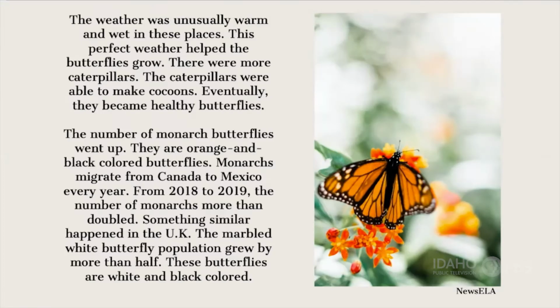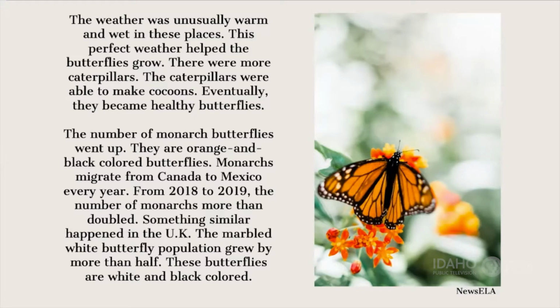The weather was unusually warm and wet in these places. This perfect weather helped the butterflies grow. There were more caterpillars. The caterpillars were able to make cocoons. Eventually, they became healthy butterflies. The number of monarch butterflies went up. They are orange and black colored butterflies. Monarchs migrate from Canada to Mexico every year. From 2018 to 2019, the number of monarchs more than doubled.